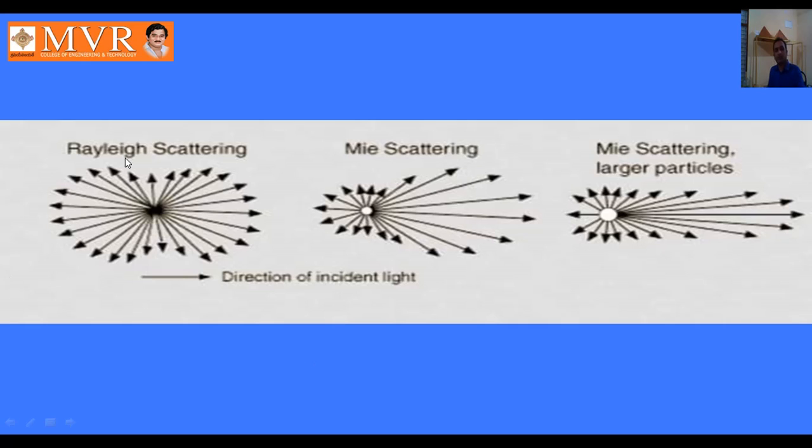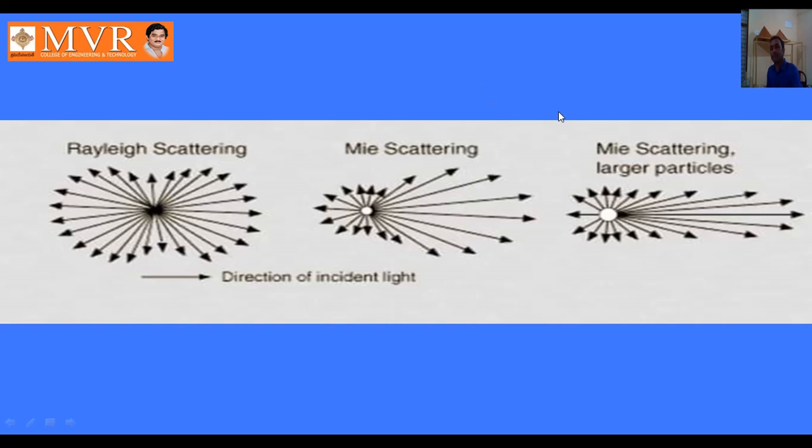Here is the incident radiation. The radiation is deviated in all directions. Here the particle size increases. That's why, when compared to Rayleigh scattering, the particle size of Mie scattering is larger, so forward scattering happens. Most of the forward scattering happens where the particle size is more.